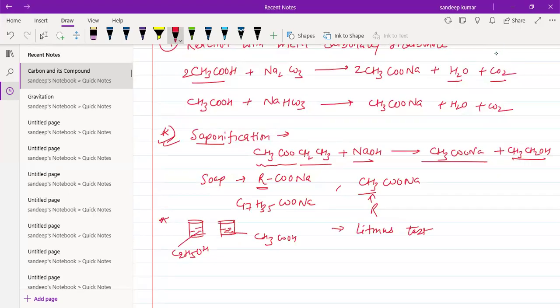Another is, if you add a sodium carbonate salt, and you get a brisk effervescence, sodium carbonate or bicarbonate. We know that ethanoic acid reacts with sodium carbonate and gives CO2 gas, right? So brisk effervescence of CO2 is observed. It means it is ethanoic acid. If it is not observed, it is ethanol.